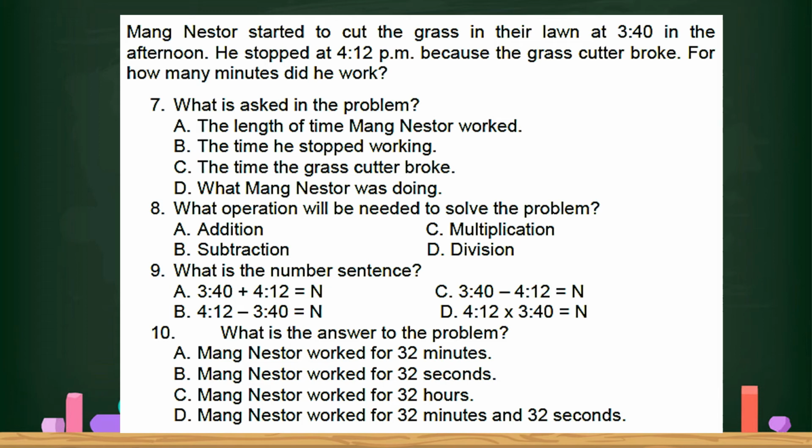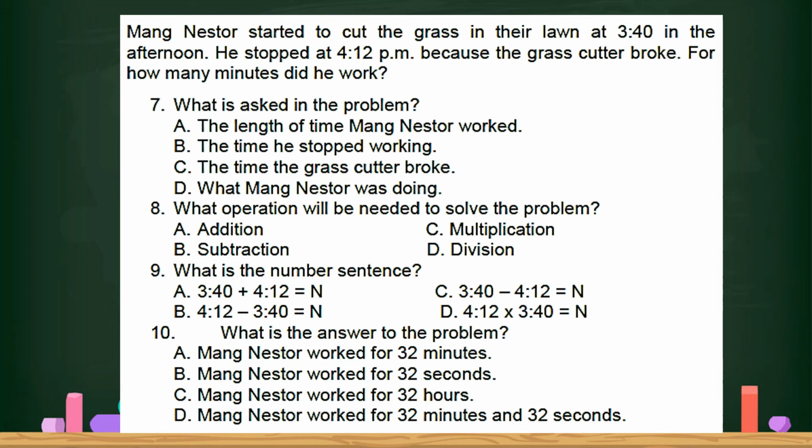A. The length of the time Mang Store worked. B. The time he stopped working. C. The time the grass cutter broke. D. What Mang Store was doing. Number 8. What operation will be needed to solve the problem? A. Addition. B. Subtraction. C. Multiplication. D. Division.